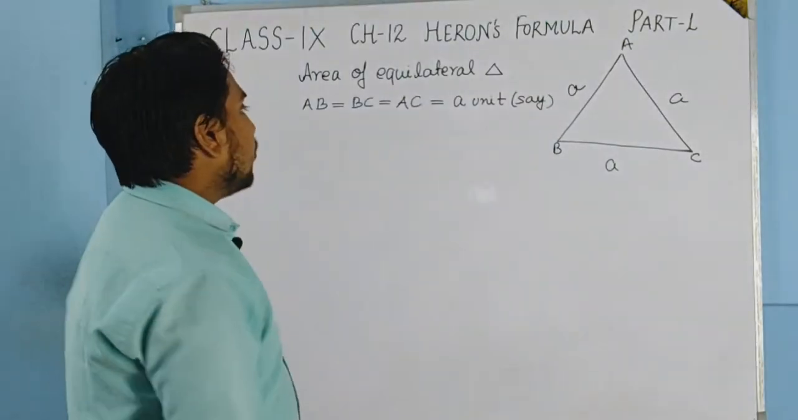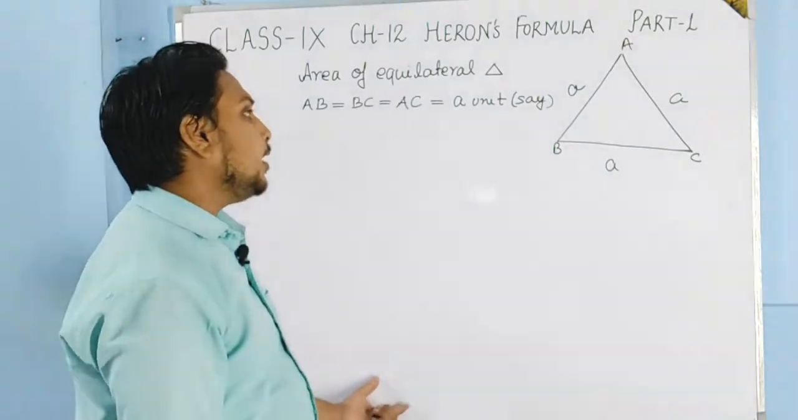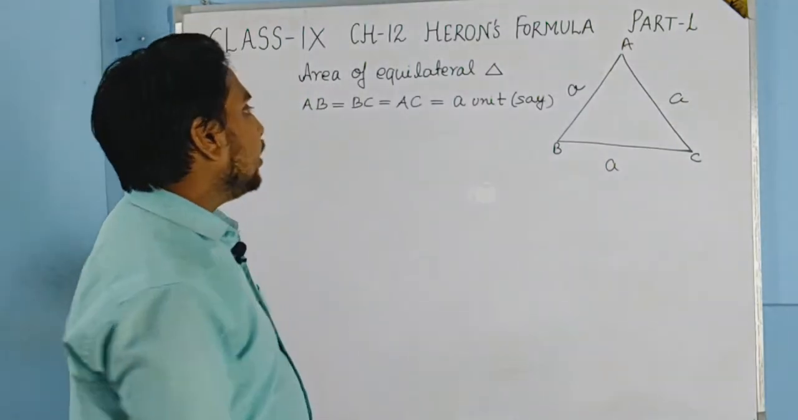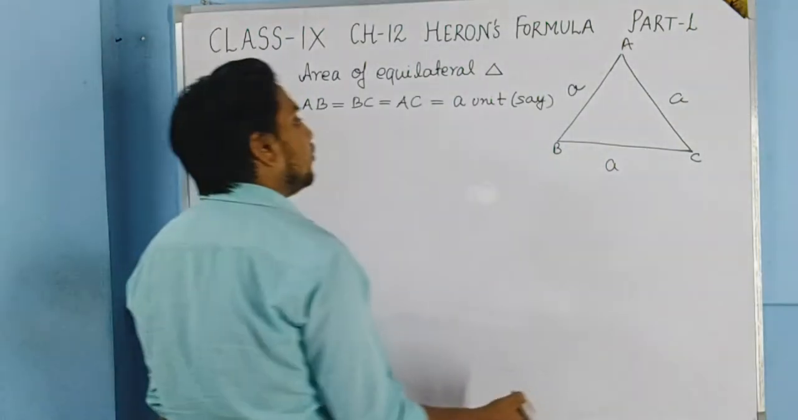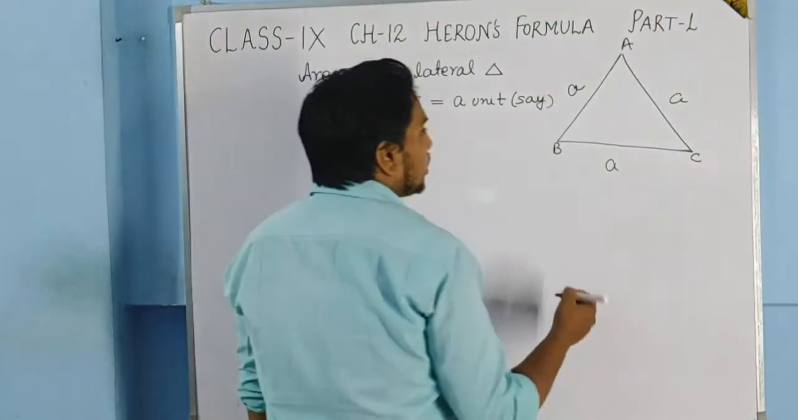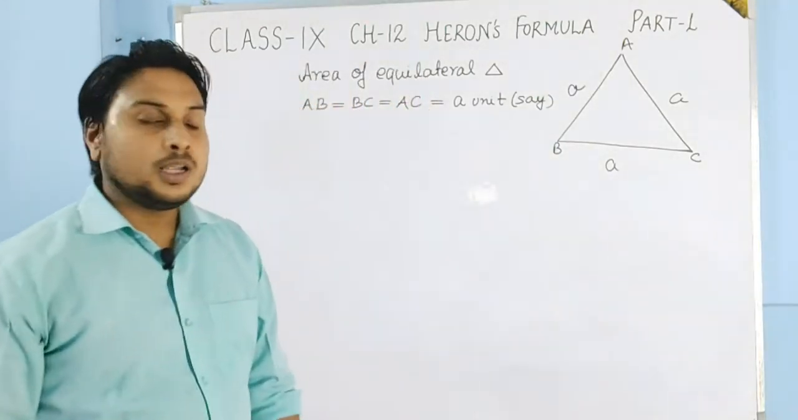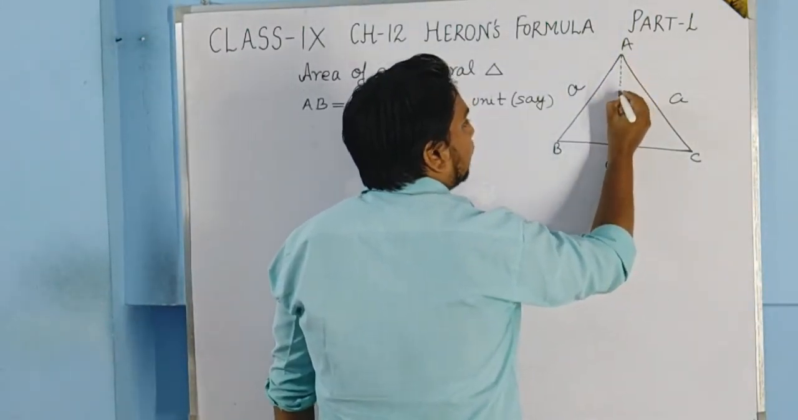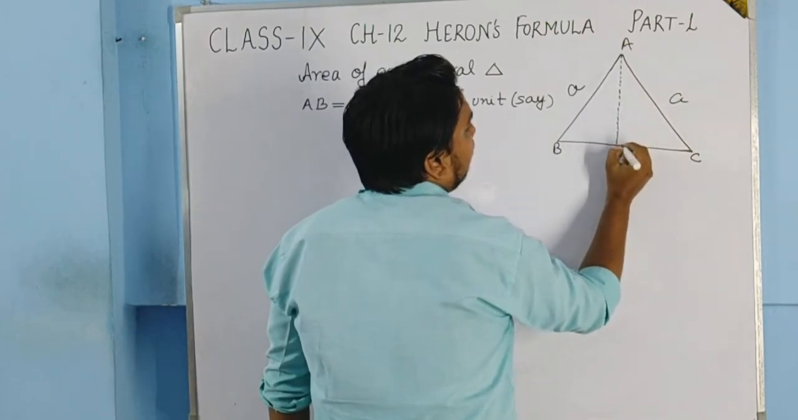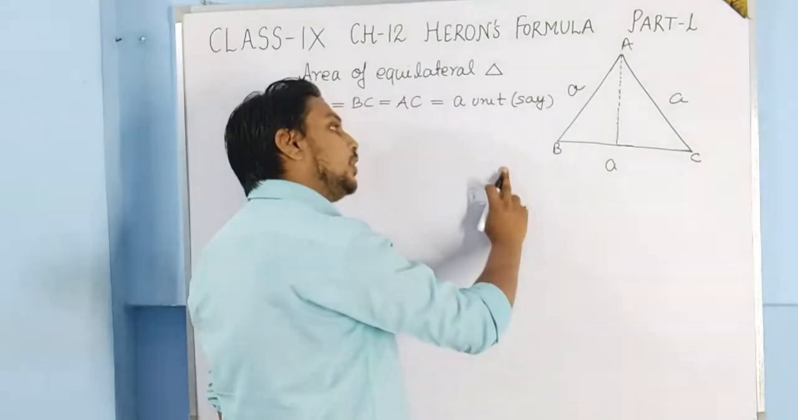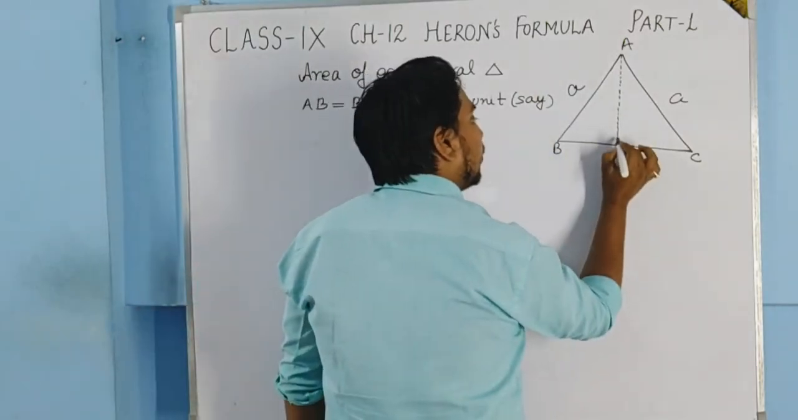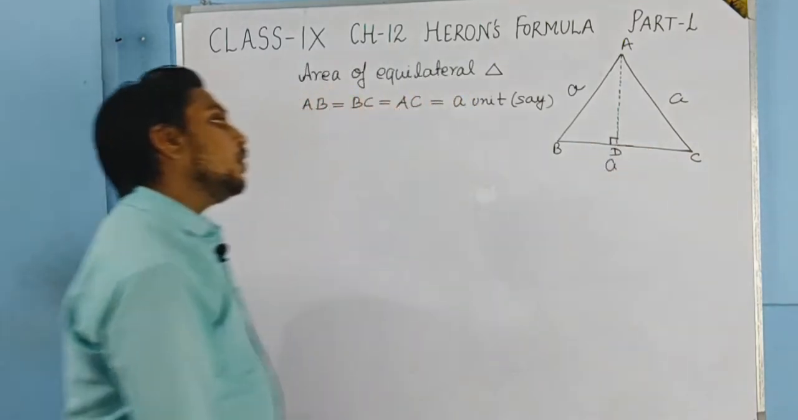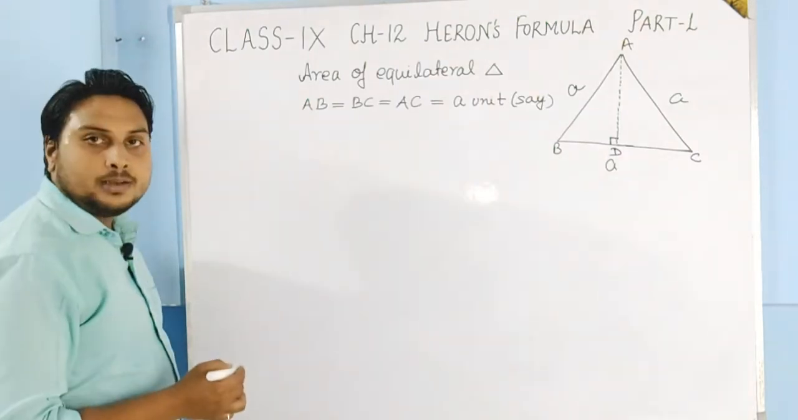Students, I am going to derive a formula for the equilateral triangle, and let us see how we will get the formula. One more property of an equilateral triangle is that when you draw the perpendicular from any vertex to its opposite side, it will be the median also. What is the median of a triangle and what is the altitude of a triangle?